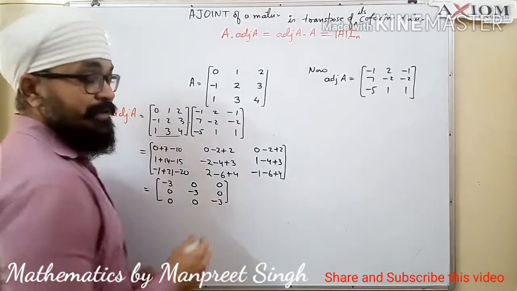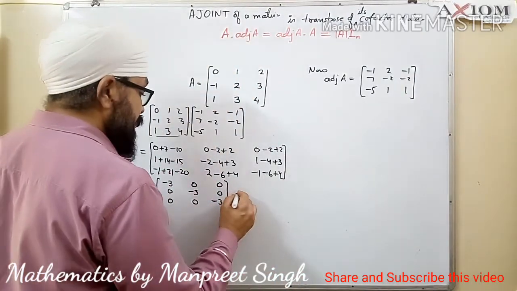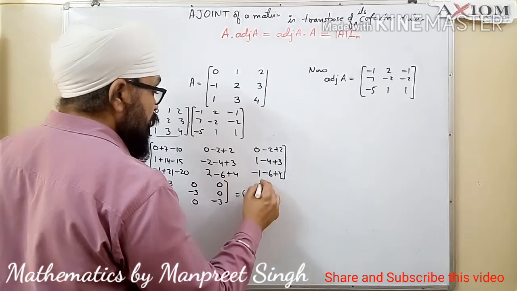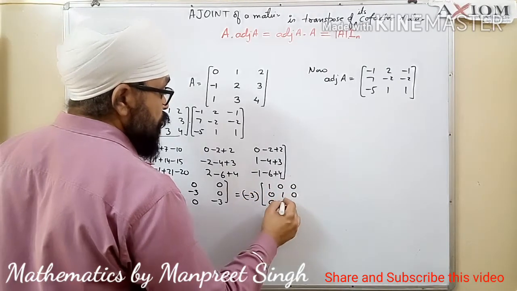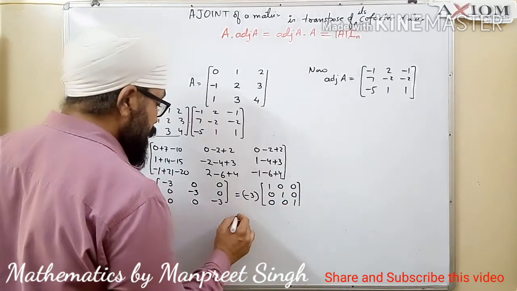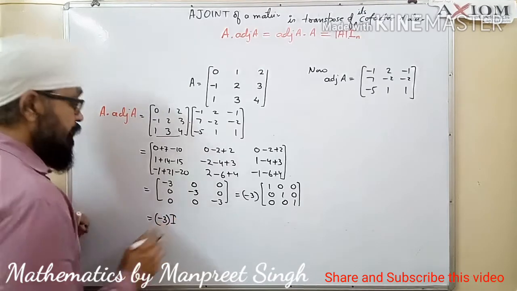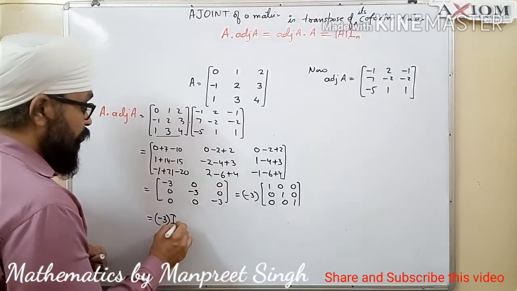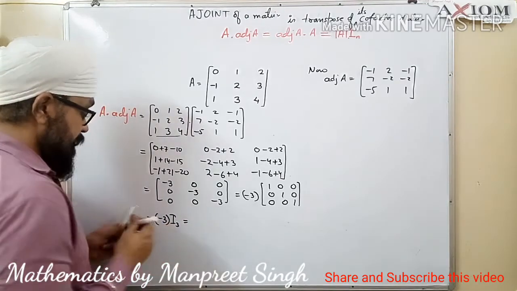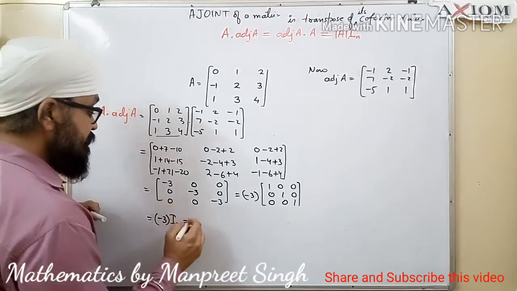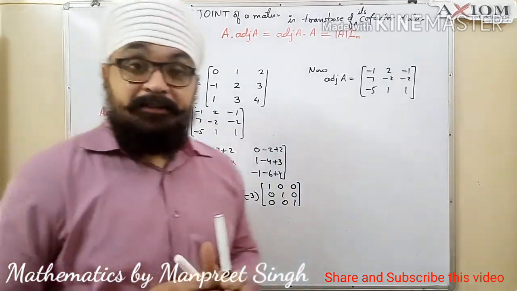We can see this one is a scalar matrix. Scalar matrix, I am going to take this -3 out. We are left with 1, 0, 0, 0, 1, 0 and 0, 0, 1, which is nothing but identity matrix. So I am going to write -3 into I. Instead of writing I, we can write I3 also. So whatever answer we are getting, this is nothing but determinant of A into I3. Hence we have verified the first part.